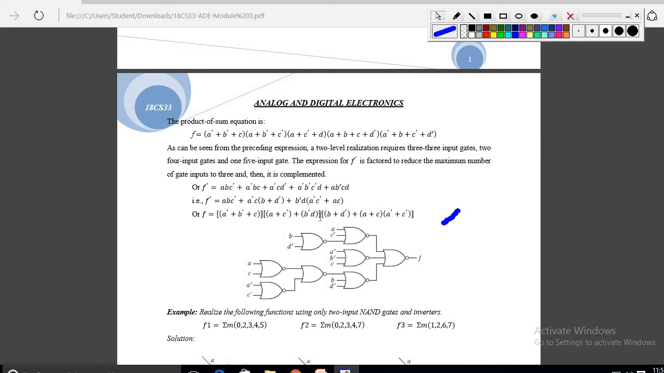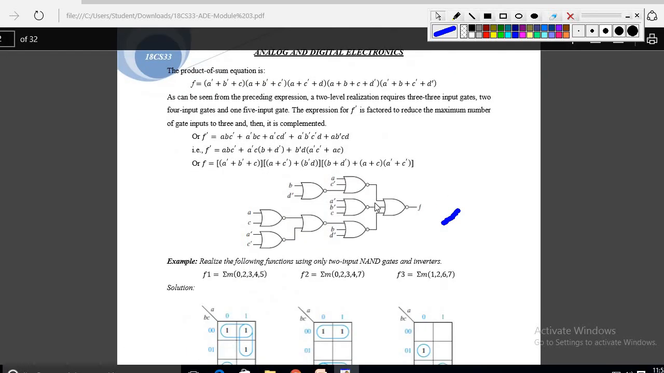Okay, so for that reason, what exactly you have to do, you have to reduce this expression, whatever expression you obtain. After that it will reduce the number of input gates. So here I am reducing. Okay, and also the conversion is required, SOP, POS and all. Okay, so in this way you have to realize the circuit.